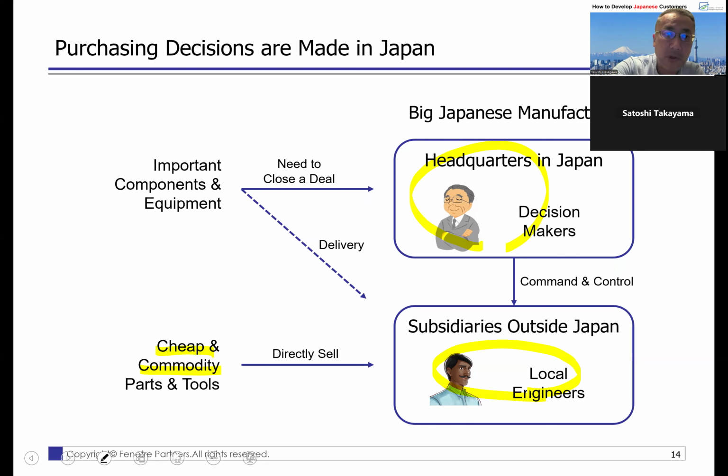However, if you are selling a very important component or equipment, for example, in the case of automotive, autonomous driving software, some sensor for safety, or some eco-friendly filter, differently, decision makers are in Japan. They'll make a decision. Which means you have to do business development activities in Japan. Otherwise, you cannot sell to Japanese companies in Japan and also Japanese companies all over the world.